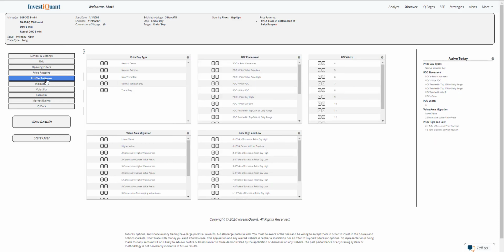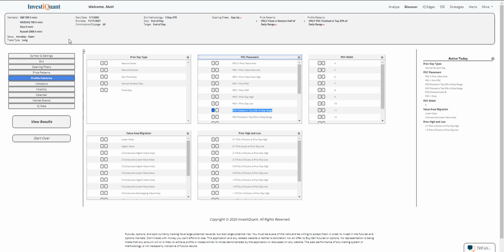The next one's the profile pattern that we're going to be using. And over here in the active today, that's where I'm going to grab it. POC placement. I'm going to go to POC finished in the top 25% of the daily range. That comes from our POC placement category. That means that the price that had the most trading activity taking place was in the top 25% of the daily range. And if you look at the chart, kind of a short-term chart, you'll be able to see we had consolidation up there around the 4672-ish area in the S&P. And then after consolidating there for a while, it ended up rolling over and getting quite a bit of follow through to the downside. But that would be where the point of control is on the Market Profile chart.